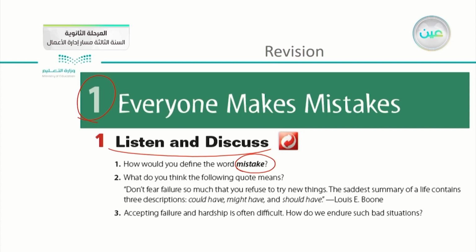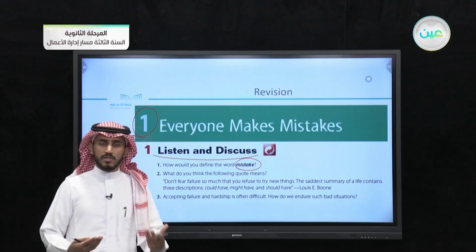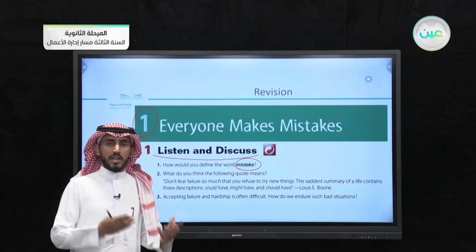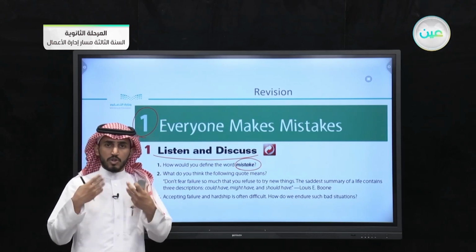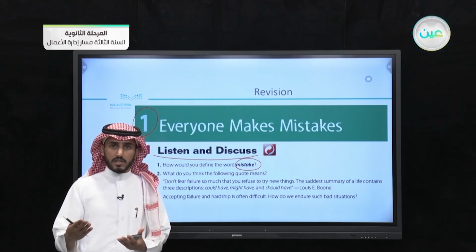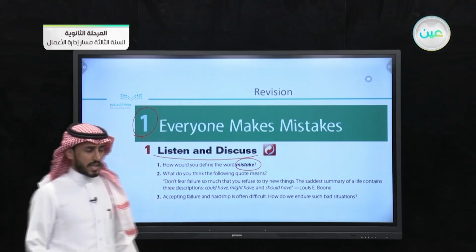How would you define the word mistake? Mistake means error, something not correct, okay? Something gone in the wrong way. So when you make a mistake, that means you didn't do the right thing. So this is called mistake.